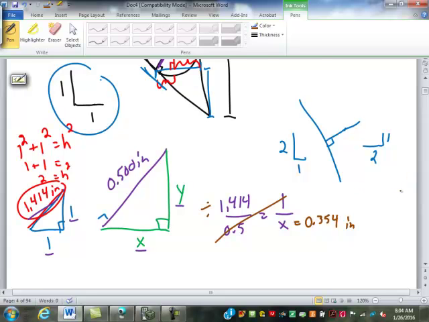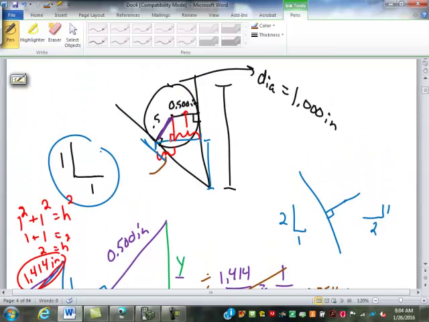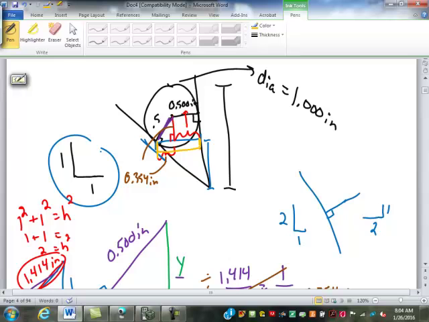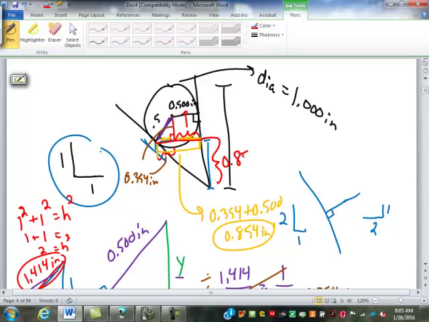So now I know this little piece here and this little piece here are both 0.354. So what does that tell me about this distance from here over to here? 0.354 plus 0.5, because this is 0.5, this is 0.354, that adds up to 0.854 inches. Make sense? So that means from here down is also 0.854 inches.